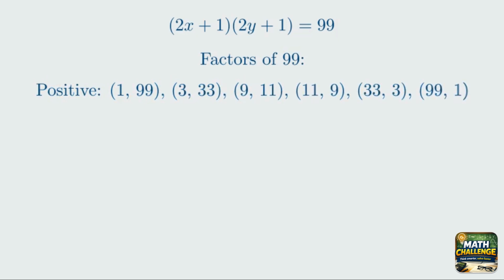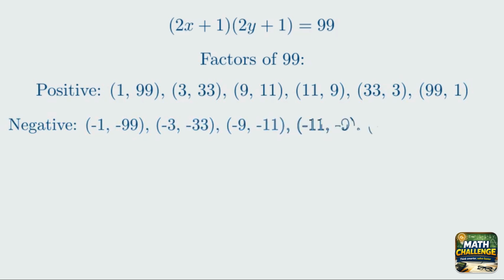The negative pairs are -1 and -99, -3 and -33, and -9 and -11, and their reverses. In total, we have 16 factor pairs. This is a comprehensive list of all integer pairs whose product is 99. Each of these pairs represents a potential solution.